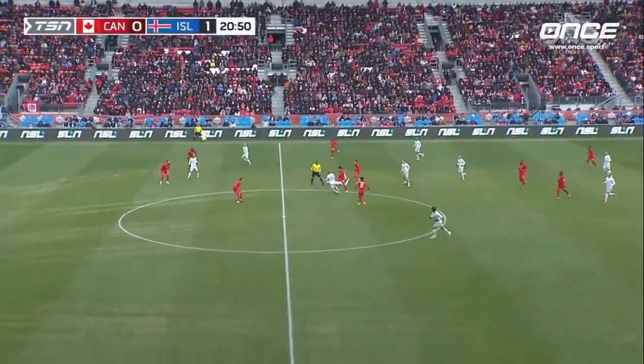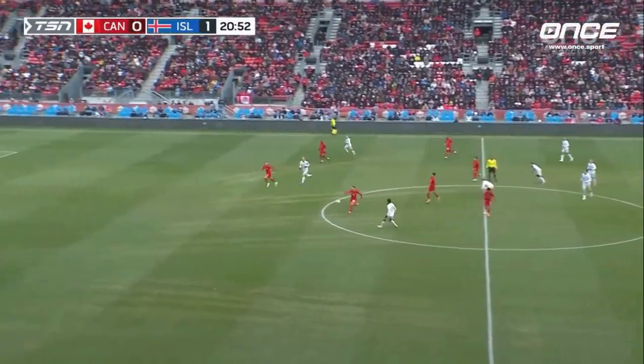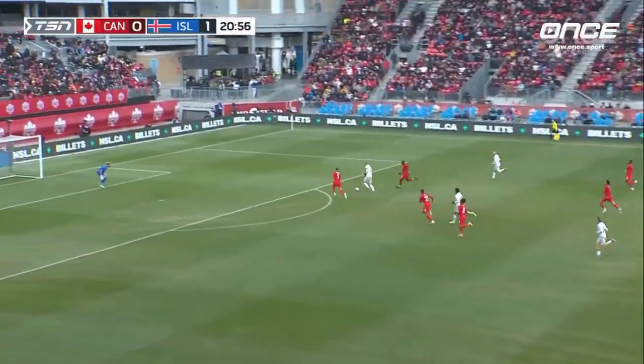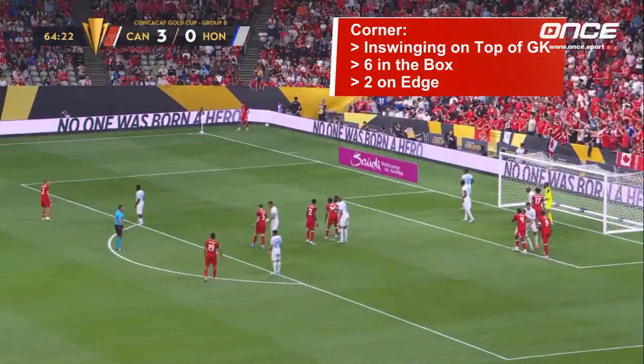And that's the same for transition moments. I feel like whenever it breaks, if Canada don't pick it up, it's a couple of passes and a team can be clean through and goal, which could be a problem at this tournament.